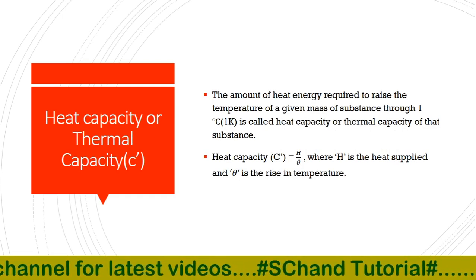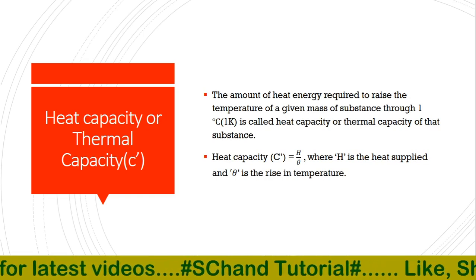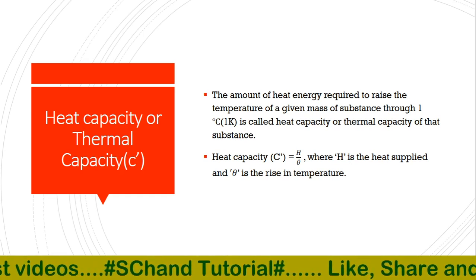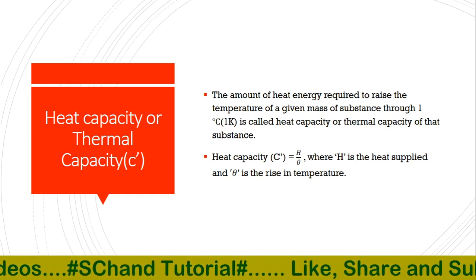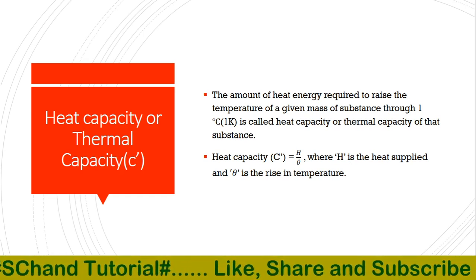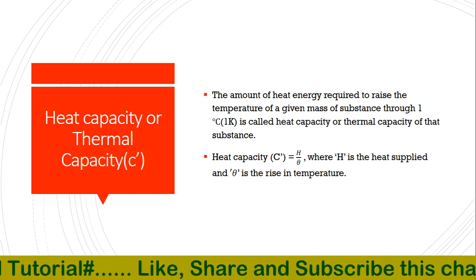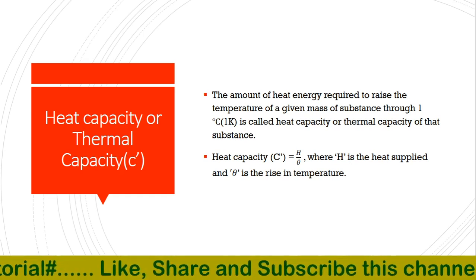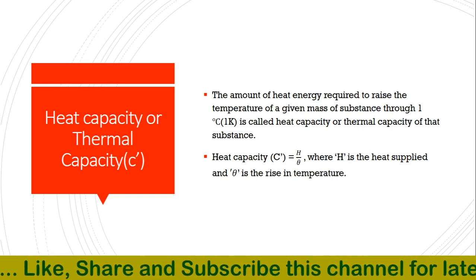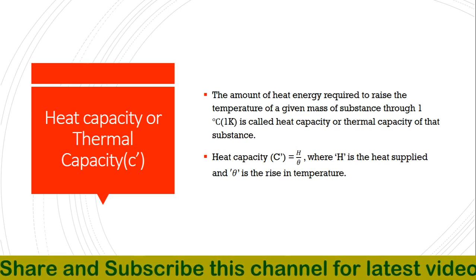Then next is the heat capacity. Heat capacity is the amount of heat energy required to raise the temperature of a given mass of substance through 1 degree Celsius or 1 Kelvin. That is called the heat capacity, or thermal capacity, of the substance. So it is very important. The amount of heat energy required to raise the temperature of a given mass of substance through 1 degree Celsius is called the heat capacity, or it is also known as the thermal capacity.